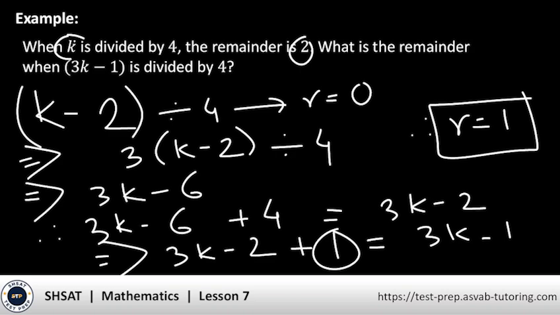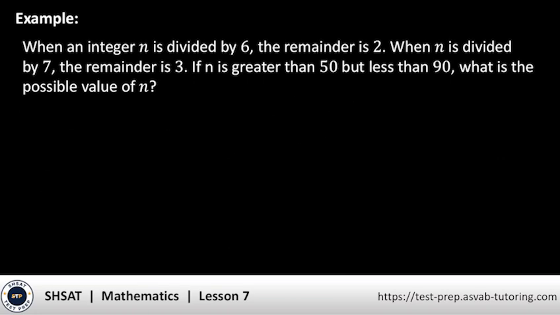Okay? Moving on to the next question. When an integer n is divided by 6, the remainder is 2. When n is divided by 7, the remainder is 3. If n is greater than 50 but less than 90, okay. So we need to know the numbers between 50 and 90 that are also divided by 6 and also divided by 7. So we need to know what?